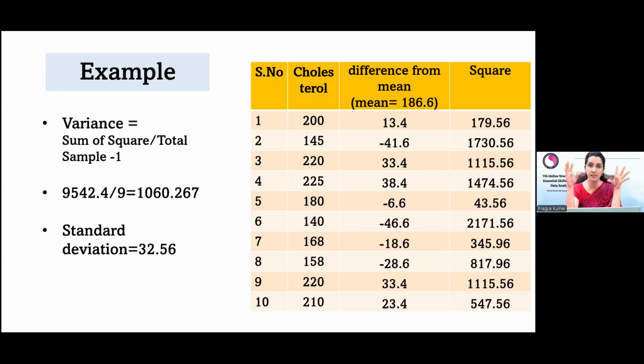So variance, remember, is the sum of squares. And what is the sum of squares? It is the distance of the individual data from the mean, squared, and divided by the total of n minus 1. That is the variance. When you take the square root of it, it gives you the standard deviation.